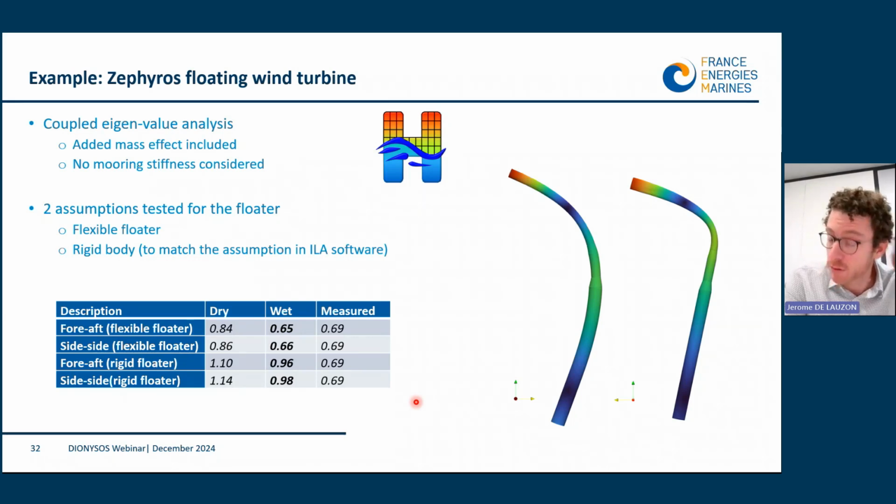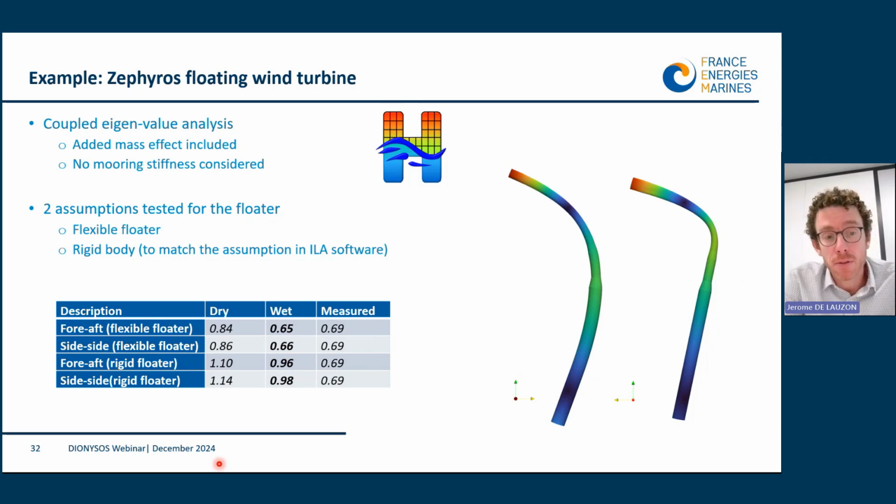So if you look at the first bending mode on the right-hand side, you see flexible floater on the left, and then rigid body floater on the right. And then we can compare those values to the measured values. So the first 2 lines are the fore-aft and side-side modes for a flexible floater. So you see the decrease in frequency when you add the added mass, so from 0.84 to 0.65.